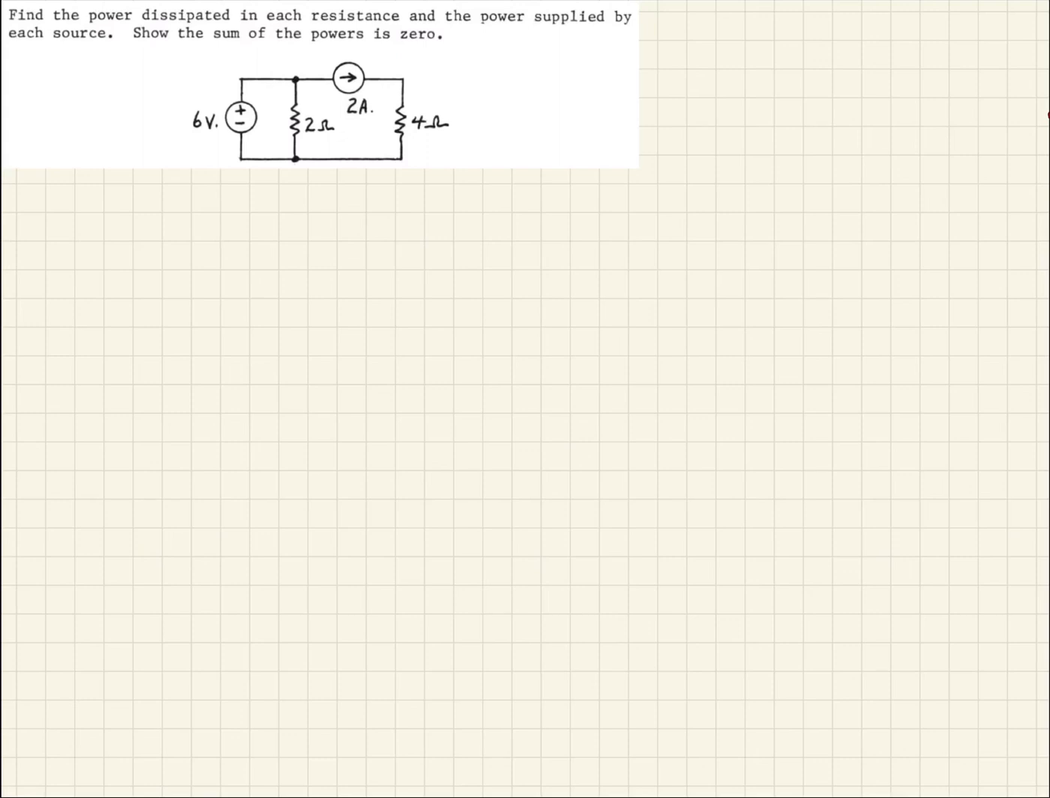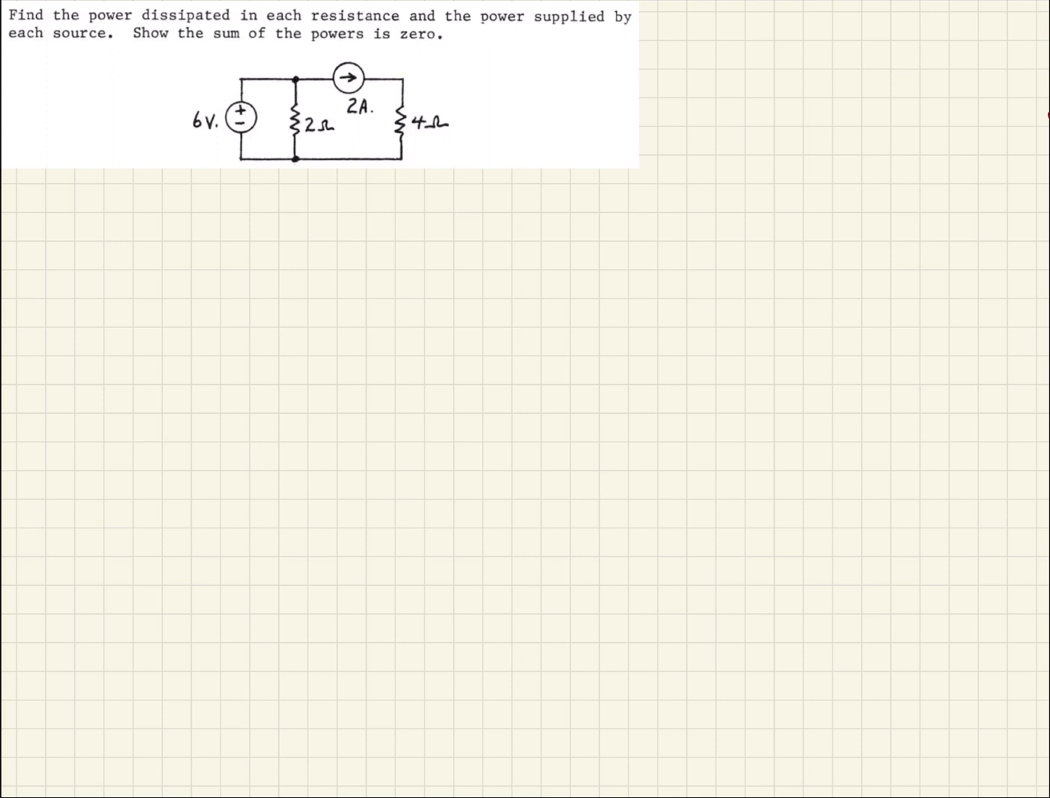So in this problem, we're asked to calculate some power values. We're asked to calculate the dissipated power in each resistance, so that's in these two resistors. And then we're asked to calculate supplied power, and that'll be from these sources. We have a 6-volt source and a 2-amp source. And so we should have 4 power calculations that we have to do. So let's begin with that and see how this works.